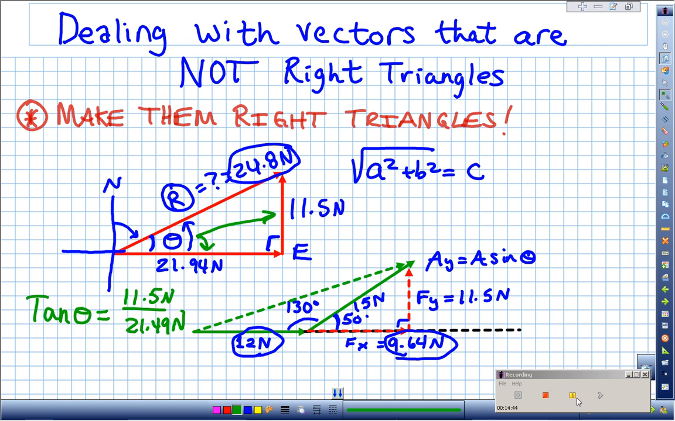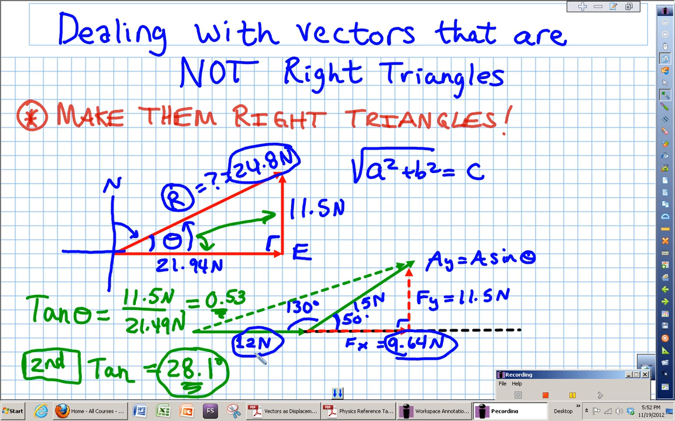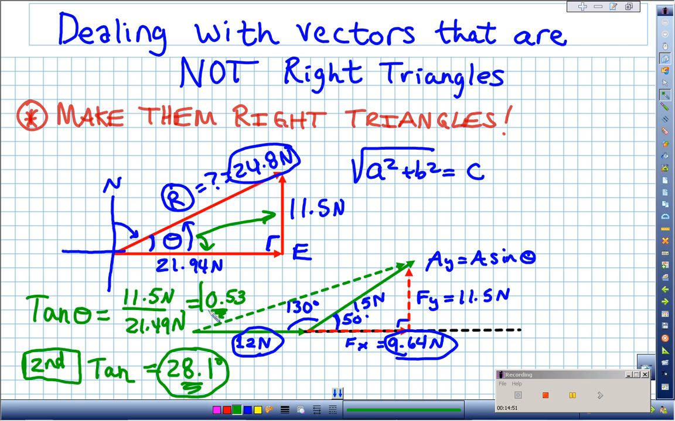and I will get a value that when I second function that in my calculator, so 11.5 divided by 21.49 is 0.53, and if I hit the second function tangent in my calculator, I get an angle of 28.1 degrees. Realize that 28.1 degrees is this angle right in here. So if I am to report this value from north, it would be 90 minus 28.1 degrees. Or I could just report it north of east as 28.1 degrees.